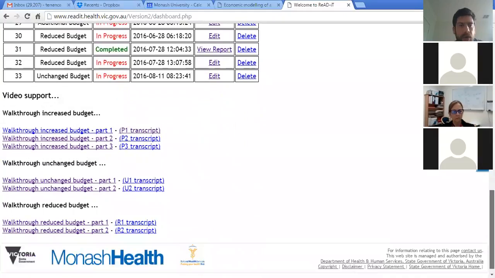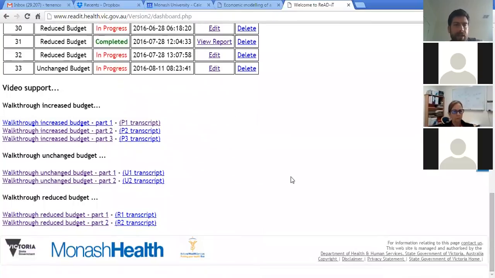As I scroll down, you'll see a number of hyperlinks underneath, which contain video support. So these are walkthrough videos where I have gone through and done a mock example of how you use the ReAD-iT. There are 3 versions of the ReAD-iT within this website. The first version is for use when you have an increased budget available to you.